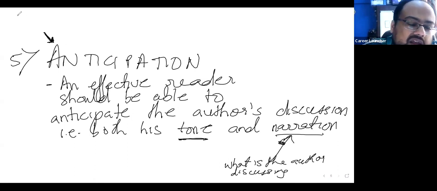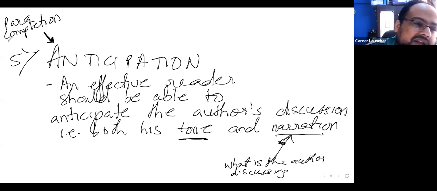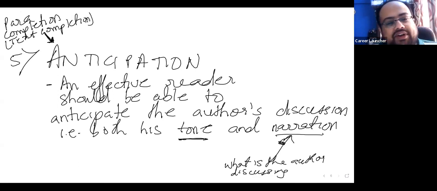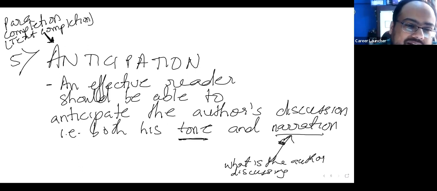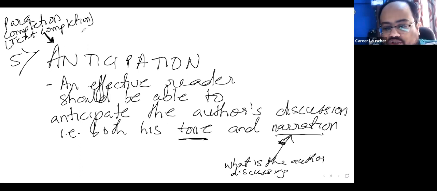Which is why we will devote an entire session to this. Just make a note. We will have a session based on the concept of para completion, also known as text completion, where we discuss anticipation in a lot of detail. As I said, today I'm just mentioning what the important aspects of an effective reader are, but in our session on para completion, we will take this up in a lot of detail. For now, let's do one last exercise.